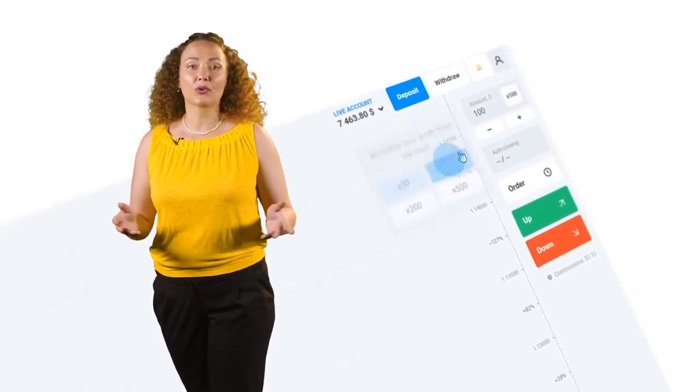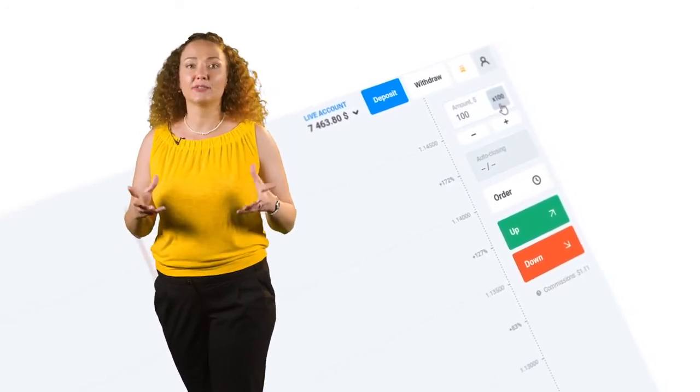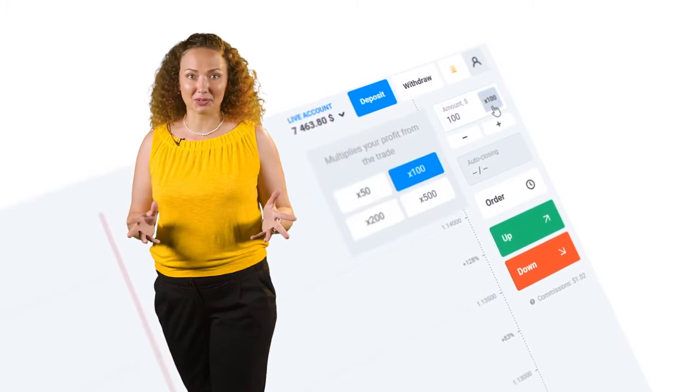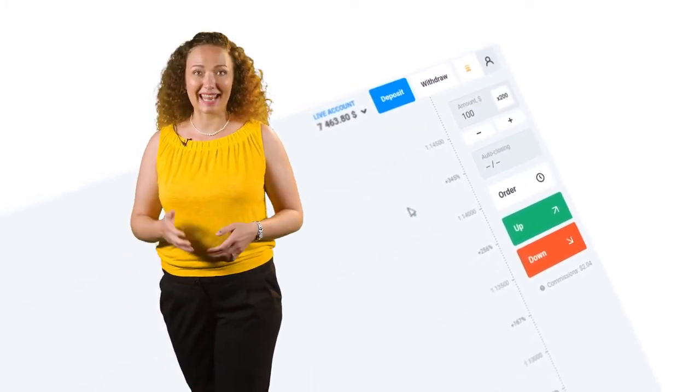So if your trade is for $100 and you're using the 100 multiplier, you'll be trading as if your trade is actually $10,000. With the 200 multiplier, $20,000, and so forth.